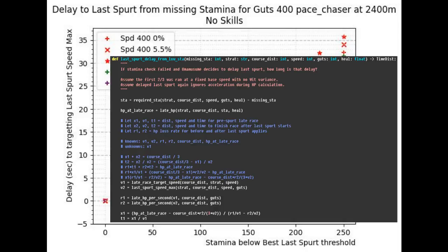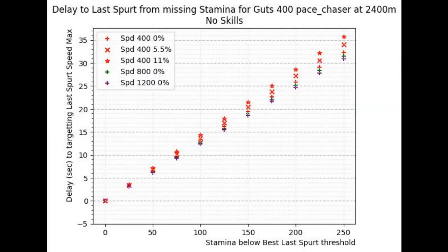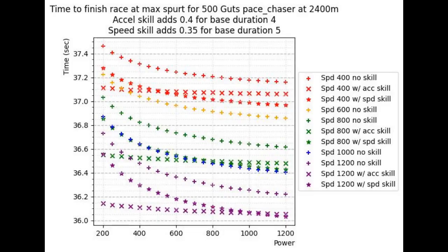This turns out to be a linear algebra problem with a lot of known parameters. The late race gets divided into before and after the last spurt starts. 2 different target speeds, and thus 2 different rates of HP loss. If you fail the stamina check by at least 200 stamina, then the delay to the last spurt is almost the time it takes a horse meeting the stamina check to finish the race.